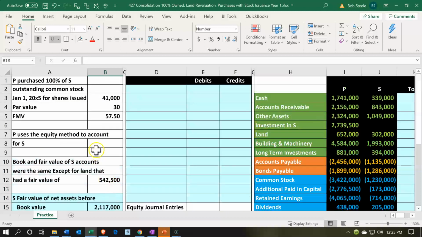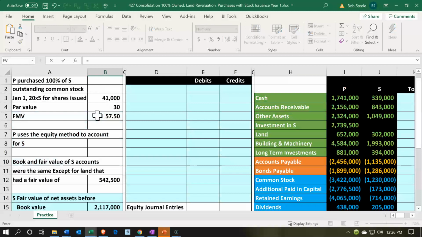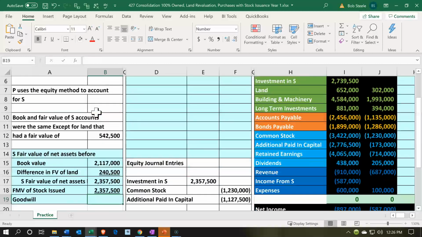So I have to revalue this stock at fair value. How would I do that? Well, if the stock was publicly traded, then I could just see what it's trading for, or I have to come up with some kind of calculation for it. So the fair value is going to be the number of shares times the fair market value, not the par value. So the stock that P issued is worth, when I say we, I think of ourselves as the purchaser here, the parent company, 41,000 times the 57.50. That's going to be the 2,537,500. So no goodwill is involved here.